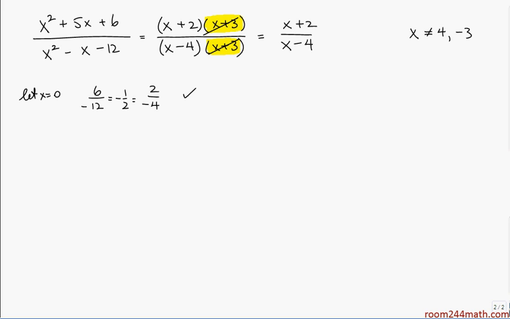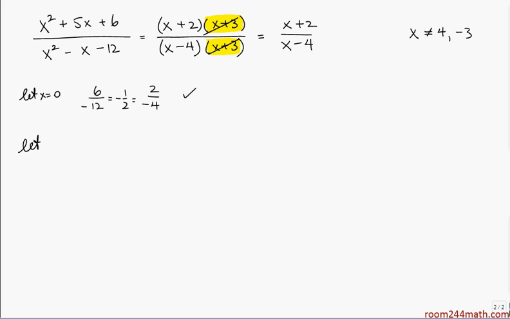So 6 over negative 12 is negative 1/2, and that's equal to 2 over negative 4. So this does not guarantee that you've done it right. However, if the left-hand side did not equal the right-hand side, and you had not chosen to plug in a restriction, then that definitely would indicate that you'd done something wrong. So let's try this again. We'll pick a different value.